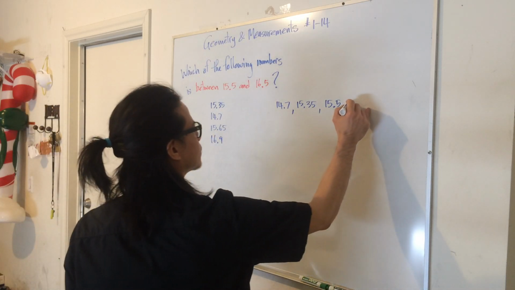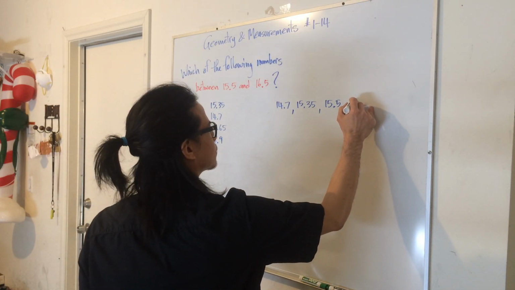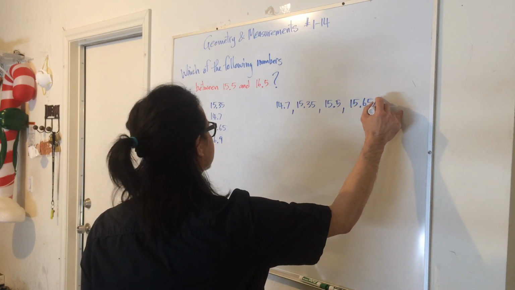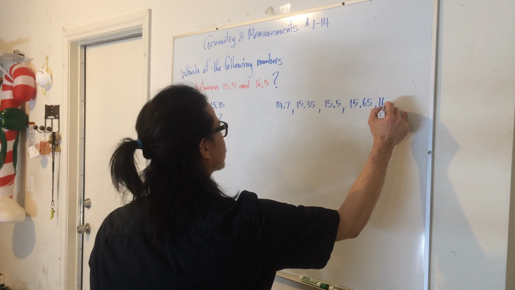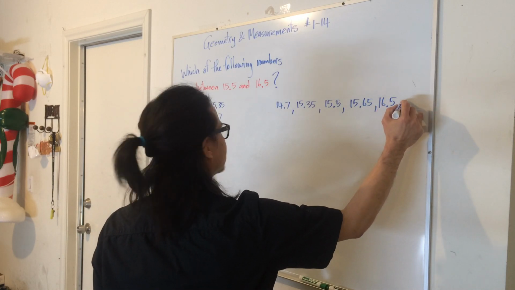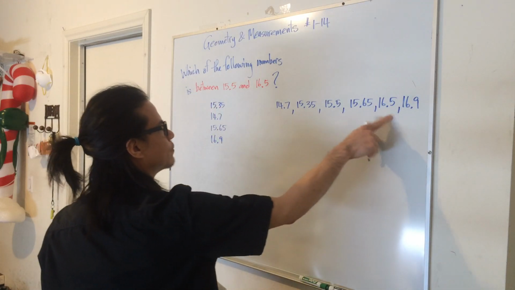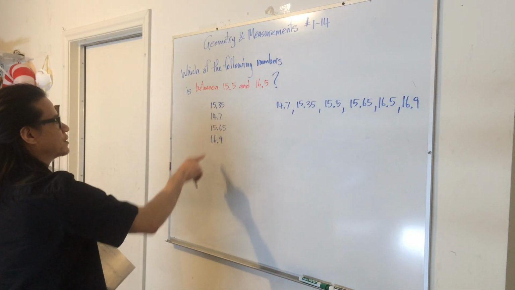15.65, 16.5 and 16.9. Okay, I have 1, 2, 3, 4, 5, 6. 1, 2, 3, 4, 5, 6.